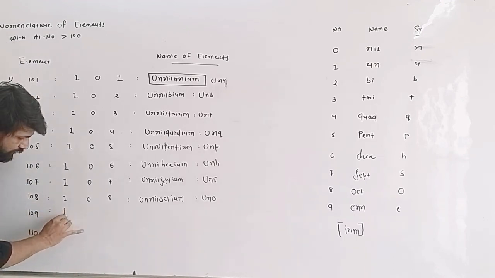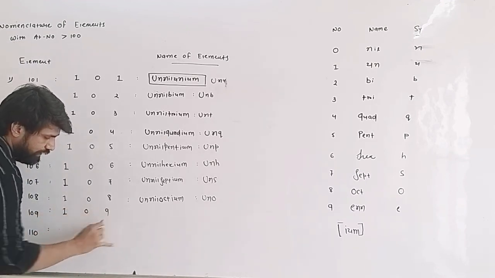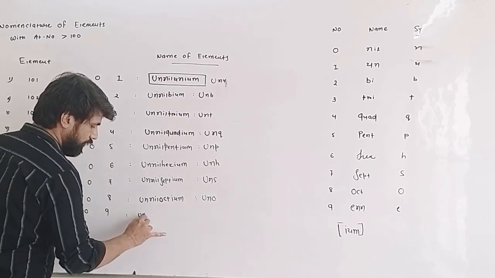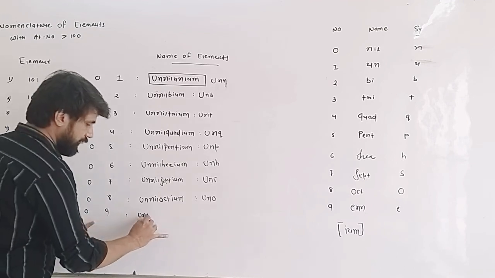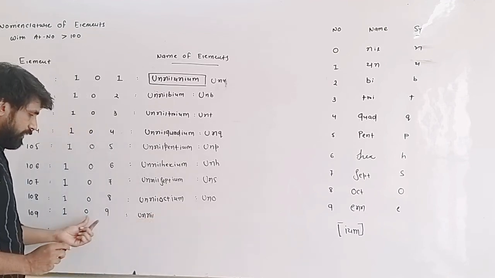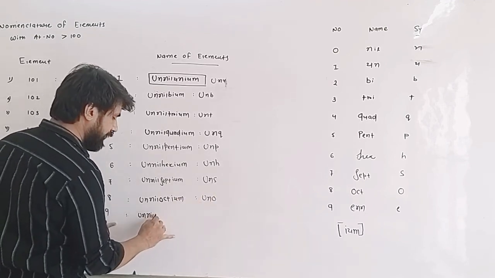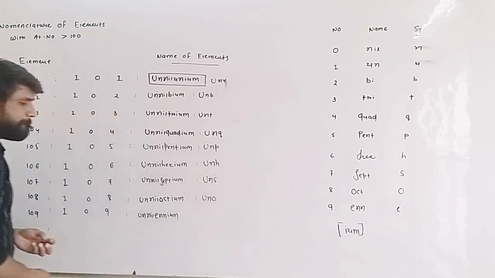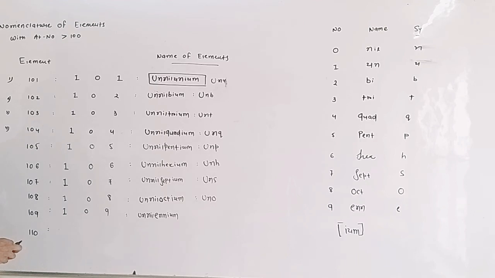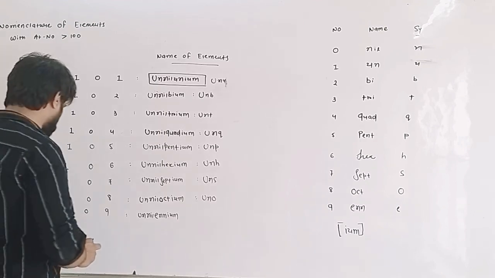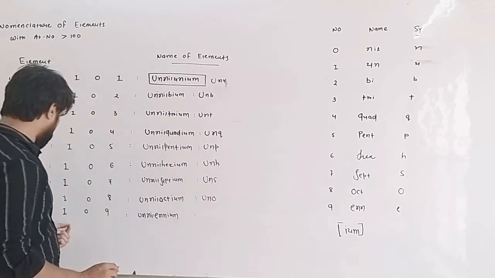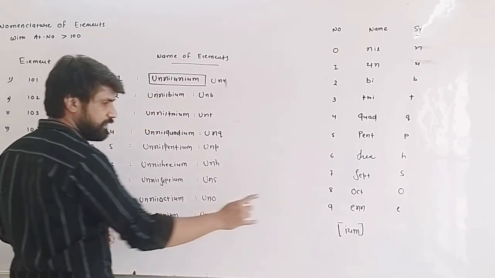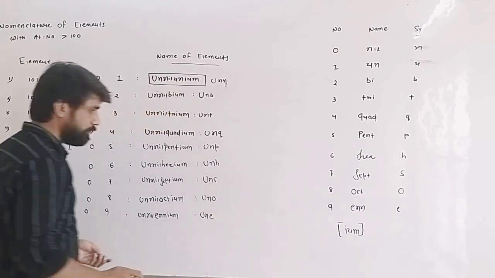Last two. 109. 1, 0 and 9. What is the symbol for that? 1 means un, U. 0 means again nil. 9 means enn, and ium. Okay? Chalo. Next is the symbol. What is the symbol of that? 1 means U, 0 means N, and 9 means E. So that is the symbol.